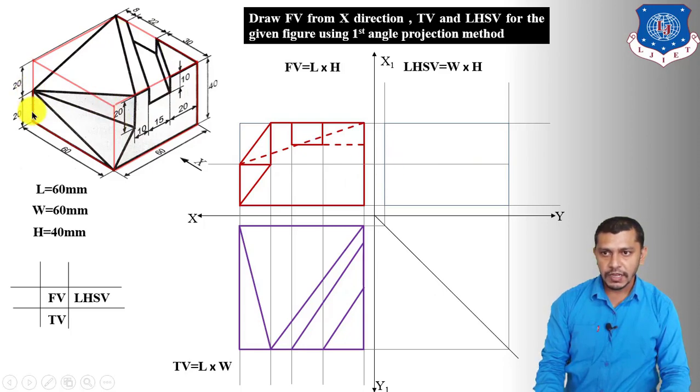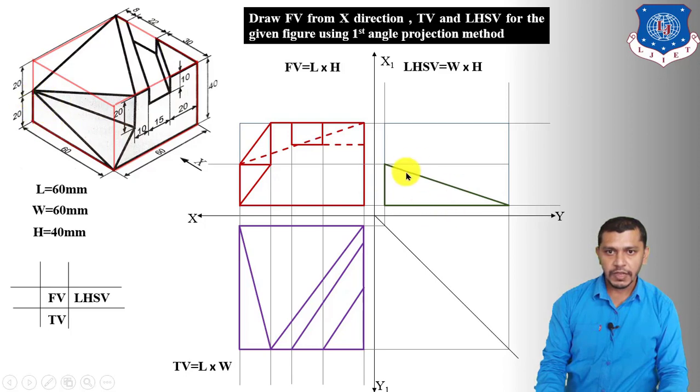So draw this vertical line of 20 mm like this. Now we have to draw this horizontal line having length 60 mm. Now connect this corner point to this corner point, which will give us the side view of this inclined line, or side view of this face will be a right angle triangle.